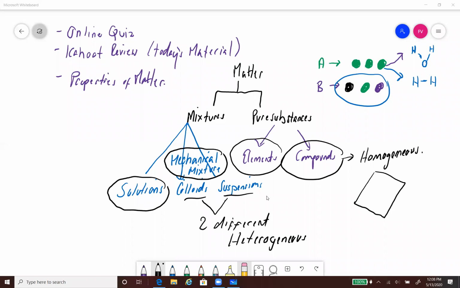Anyways, that's a good review for last time. We talked about classification of matter. Today we're going to go over properties of matter. That's what we're going to look at today.